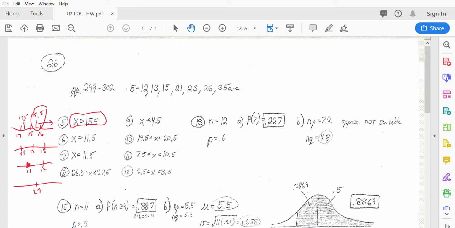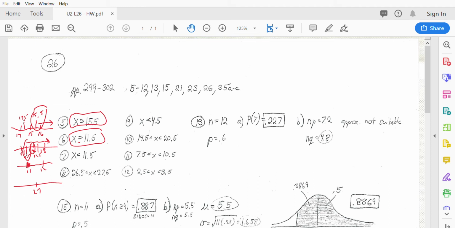Number 12 says at least 12 people. Okay, so I have the choice. Here's 12. I have the choice of starting at 11.5 or 12.5 and shading to the right. But if I want to shade to the right and I want to include 12 this time, because at least 12 includes 12, I know this is horrible writing, I'm going to start at 11.5 and shade to the right.